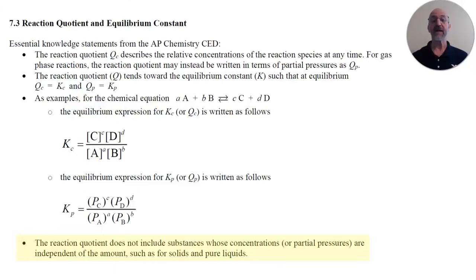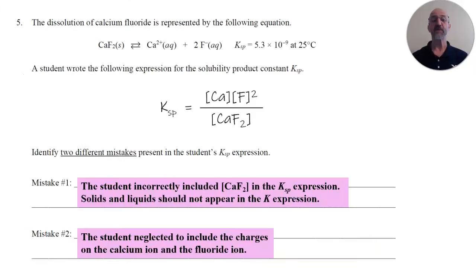Now, in episode 20 of AP Chemistry Review and Practice, I had presented an example of the dissociation of calcium fluoride. Again, it says KSP, but it says a student wrote the following expression. Now, one of the mistakes that the student had made was that they had neglected to include the charges on the calcium ion and the fluoride ion. And then another mistake was that they had incorrectly included the solid calcium fluoride in the KSP expression.